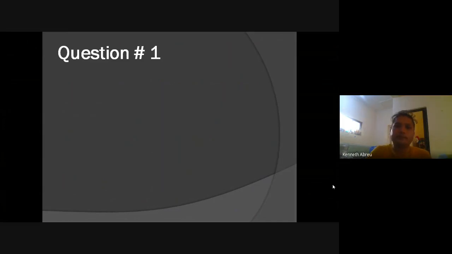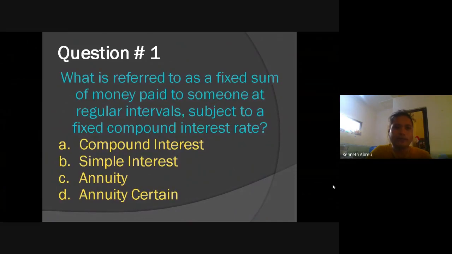Let's have the first question. What is referred to as a fixed sum of money paid to someone at regular intervals, subject to a fixed compound interest rate? A. Compound interest. B. Simple interest. C. Annuity. Or D. Annuity certain.